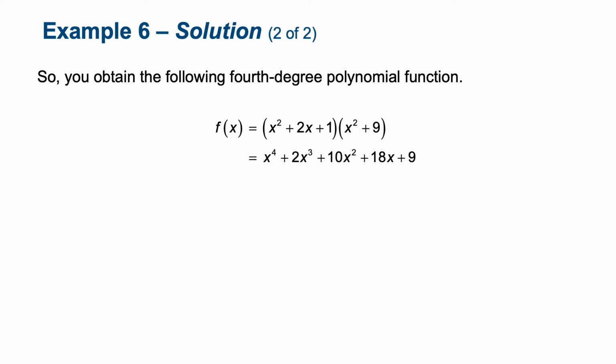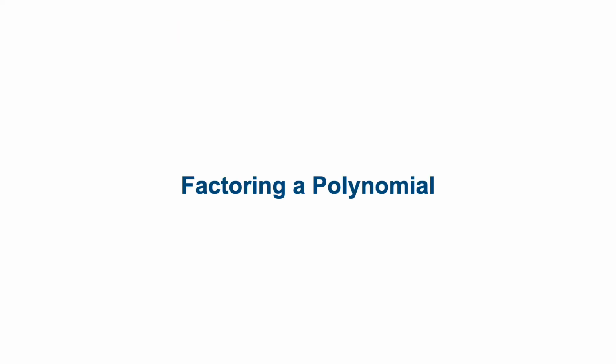And so now we have to take the product of these two, right? So we have x squared plus 2x plus 1 times the quantity x squared plus 9. And then you can use the box method or repeated distribution to show that this is x to the 4th plus 2x cubed plus 10x squared plus 18x plus 9.